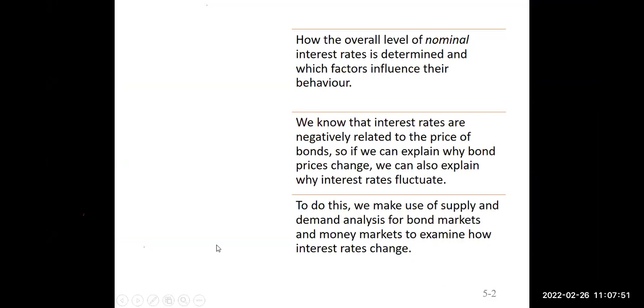And the second point is that we will be trying to relate this discovery of interest rates with the bond market.